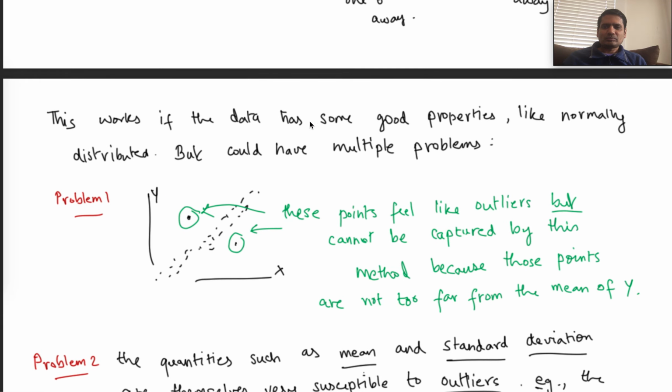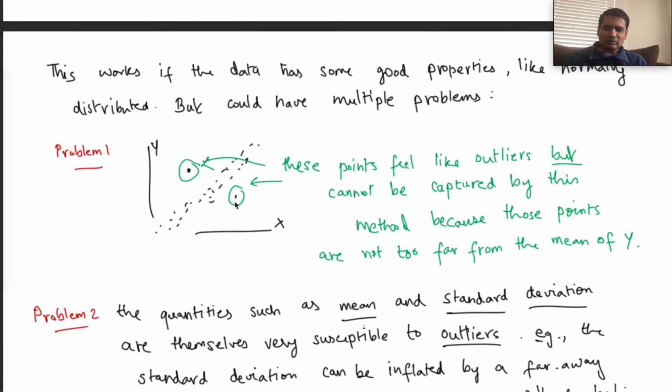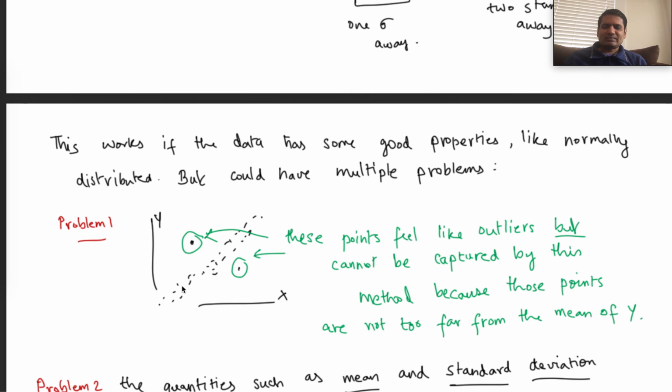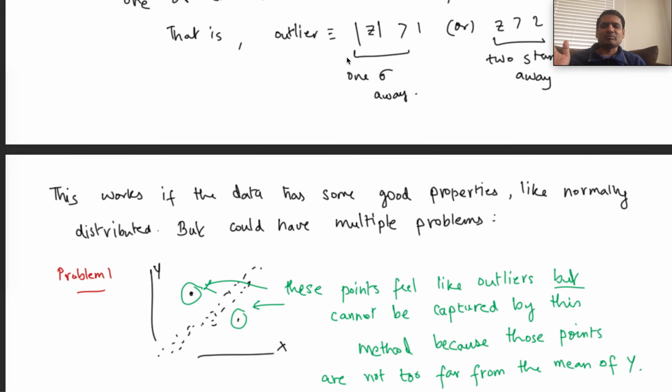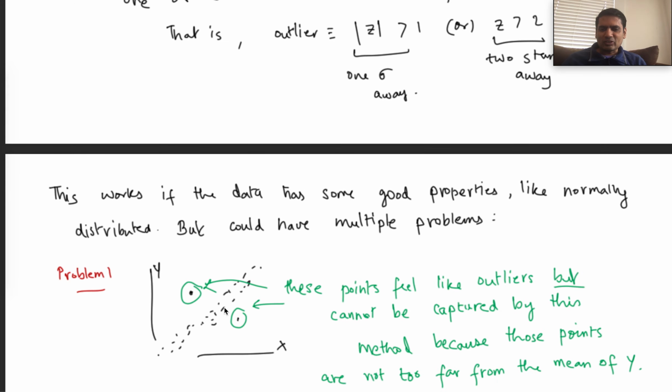Now, this way might work if the data has some good properties, like normally distributed, but this could have multiple problems. Okay, so here's problem number one. Let's say you have x versus y data that looks like this, and these 2 points seem like outliers visually to us, right? So it looks like outliers, but unfortunately, these 2 points will not be categorized as outliers by this algorithm, because if you look at the range of y, it goes from here to here. So these 2 points are actually pretty close to the center of the y distribution. So these 2 points will not be classified as outliers.